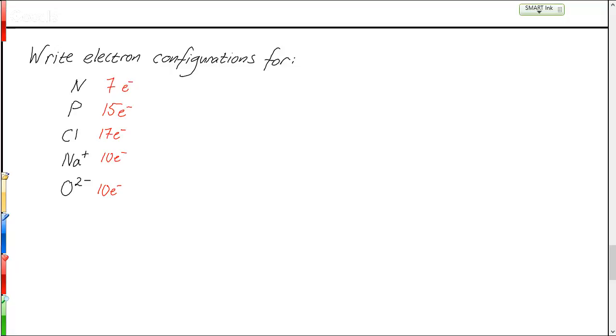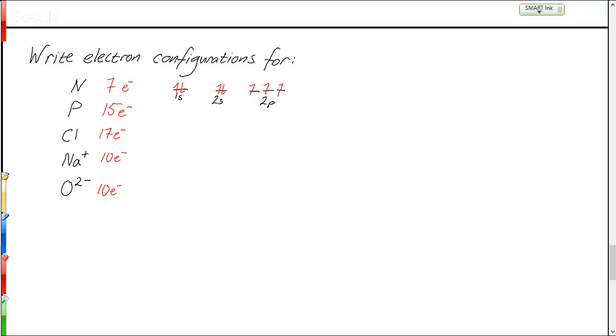Okay, so now we can set up boxes or however you want to do that. We can just do lines. So we can talk about the 1s, the 2s, the 3 different orbitals in the 2p, and start filling them up. So we go 1, 2, 3, 4, 5, 6, 7. And so that would be the configuration for nitrogen.